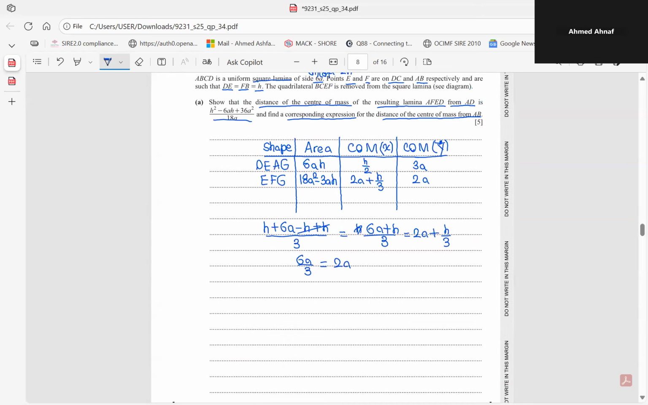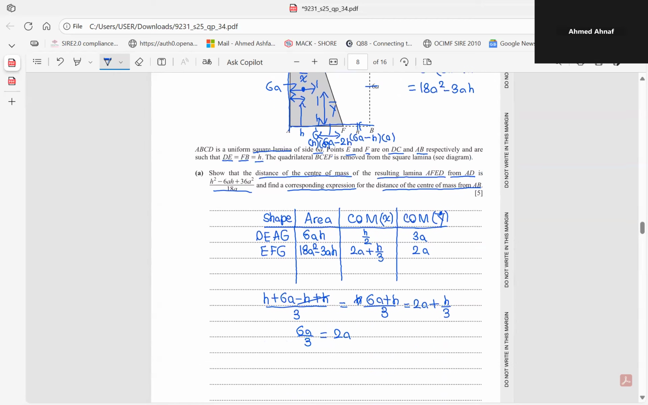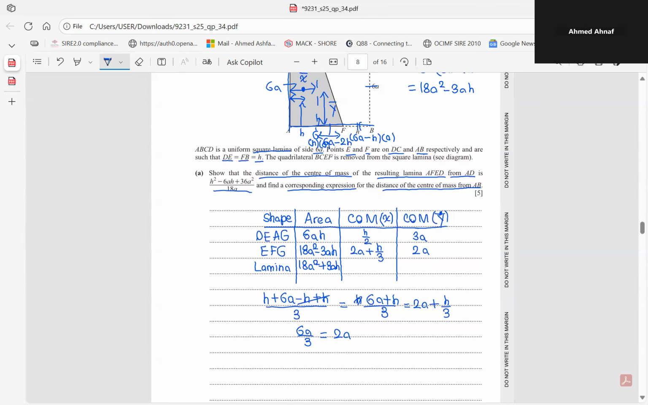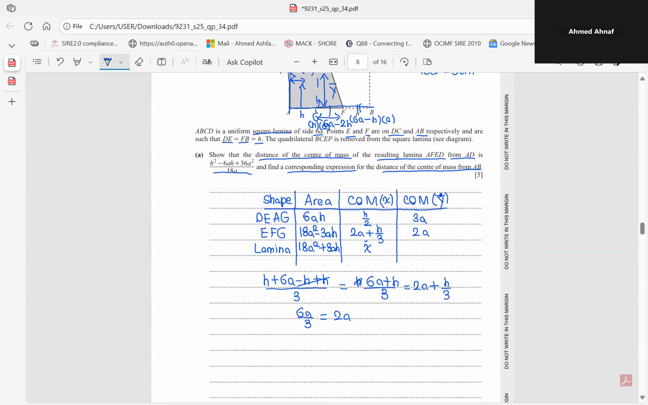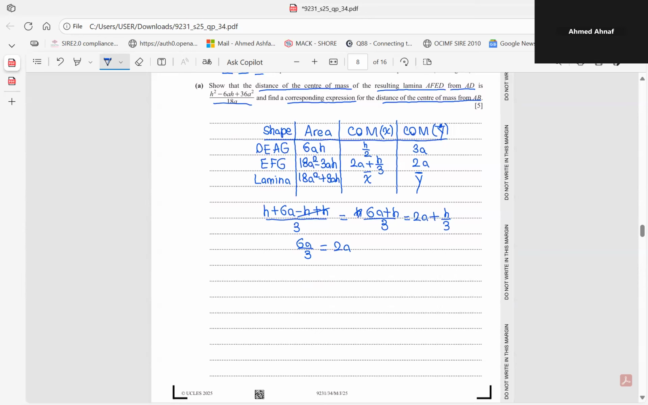Now the final step, there's not much space left, is to take the area and center of mass of the whole lamina as a whole. So I'm just going to write lamina. So area, you just add these two up. So 6AH plus 18A squared minus 3AH, you get 18A squared plus 3AH. And the center of mass, we'll let it be X bar, and we'll let this be Y bar. So let's find X bar first.